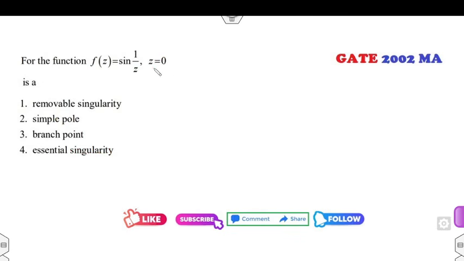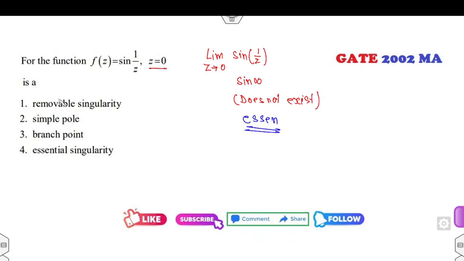Look at this another one. Again, your target is about z equal to 0. Firstly, we will check the limit as z approaches 0. So that will give you the sine of infinity. That means the limit does not exist. Fine. If the limit does not exist, that means we will get the essential singularity. Removable, not, because the limit is not finite. Simple pole, not, because the limit is not infinity. Essential singularity is the right answer of this problem.